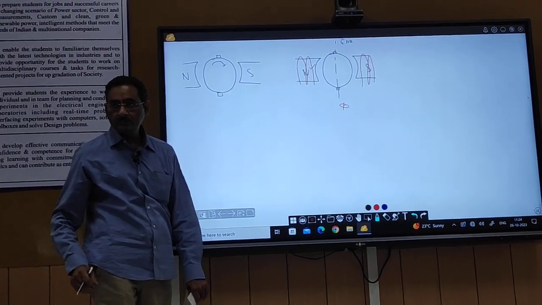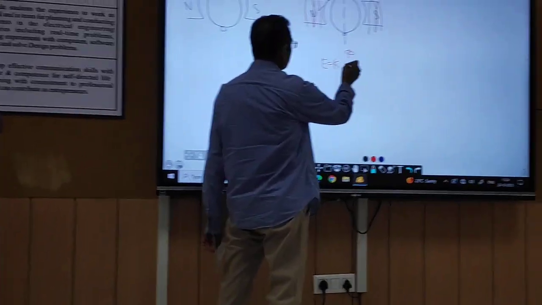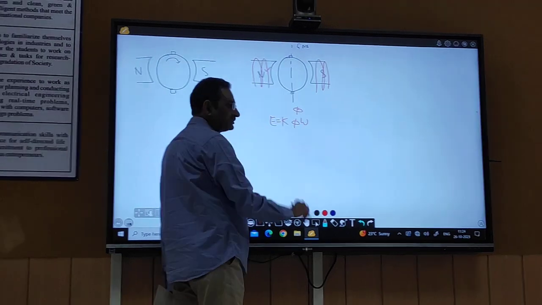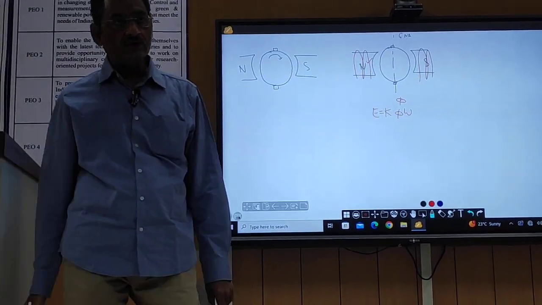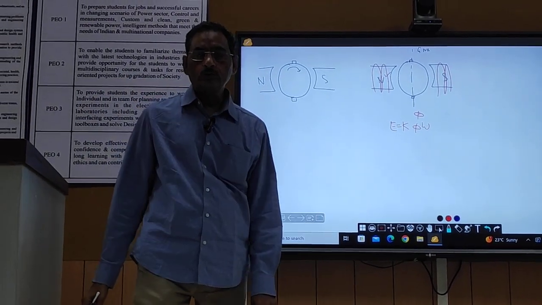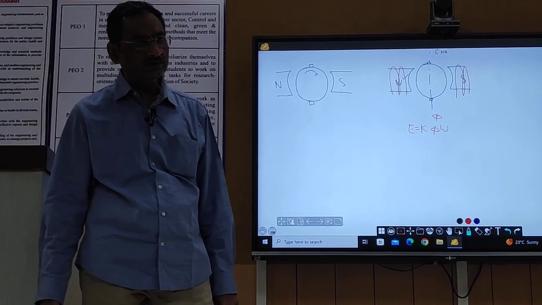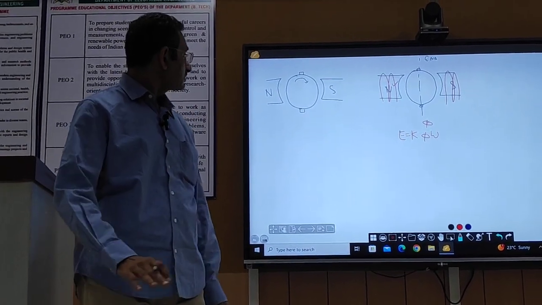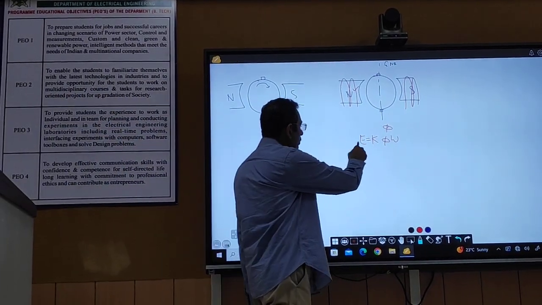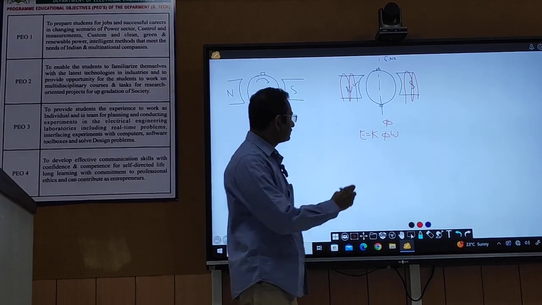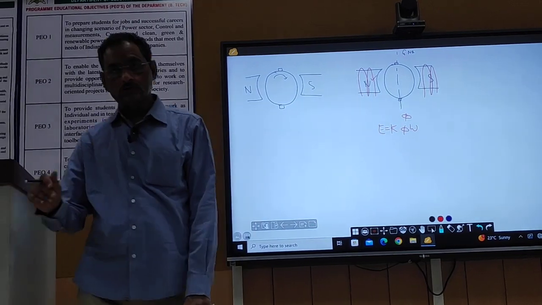The induced EMF produced in the armature winding is given by E equals K phi omega, where K is equal to ZP by 2 pi A. Z is the total number of conductors, P is the total number of poles, and A is the number of parallel paths, depending upon what type of winding is there. While deriving this formula for E, we assumed this flux, produced by the field winding, is constant.